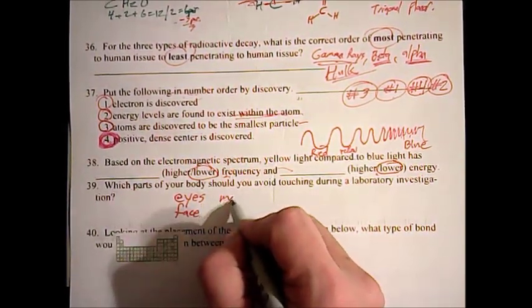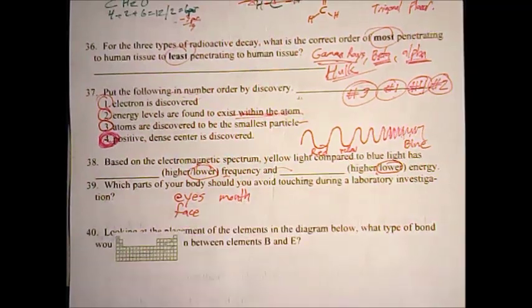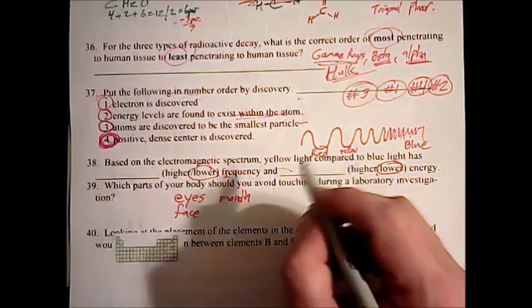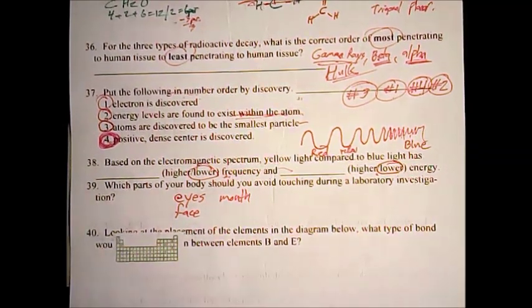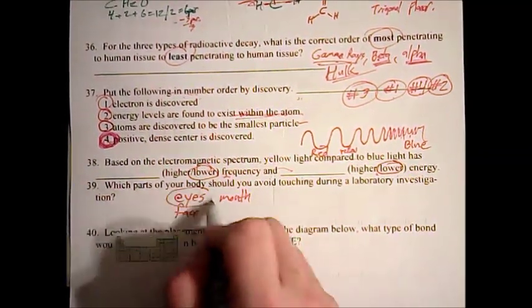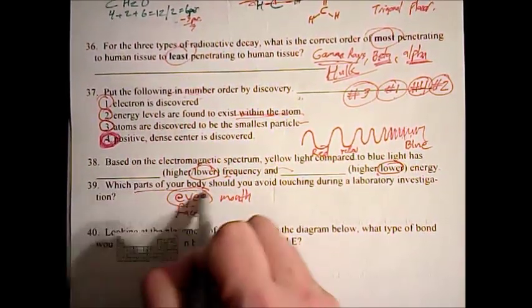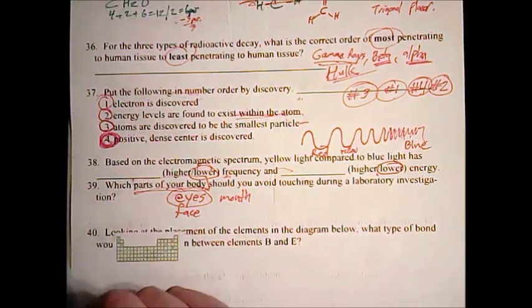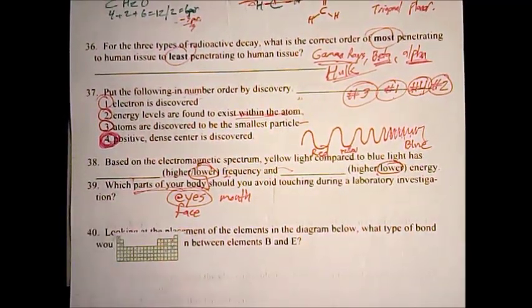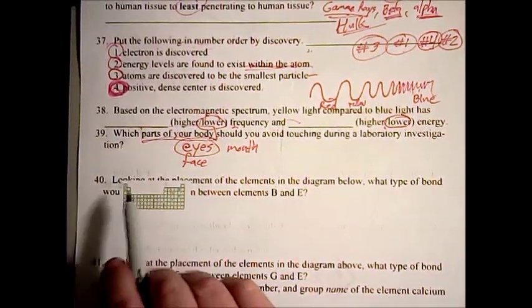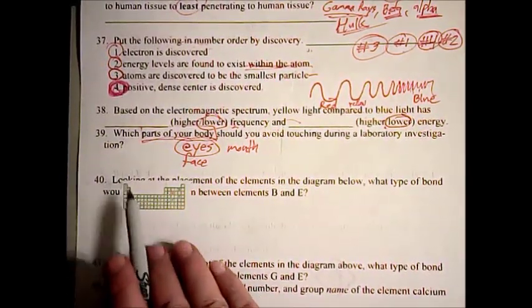You would probably not want to touch your face. You would probably not want to touch your mouth. You would probably not want to touch, well, just about anything. So if there's not an all of the above, let's pick the eyes as being the worst. But if there is an all of the above, the parts of your body that you shouldn't touch are everything. Don't touch anything.